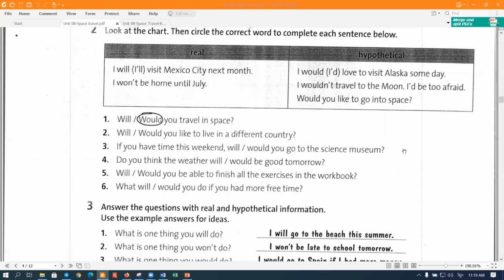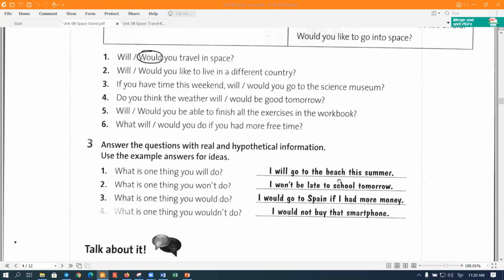Okay, look at exercise 3. Answer the questions with real and hypothetical information. Use the example answers for your idea. So this is your own idea, everyone. For example, what is one thing you will do? I will go to the beach this summer.